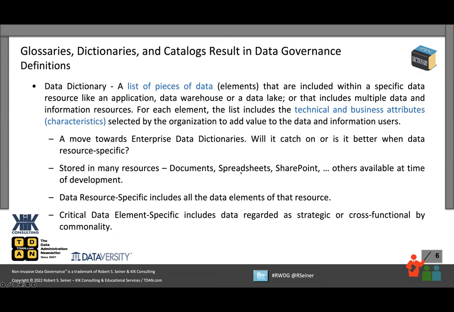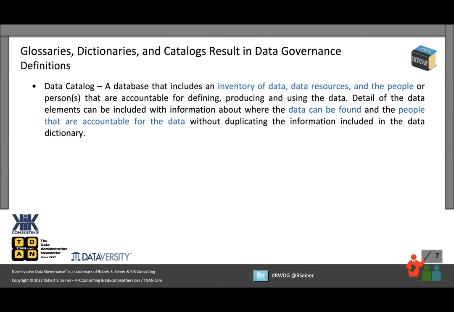And so often, like I say, I find that it's data resource specific. And oftentimes, organizations are focusing on critical data elements. What is the data that is most critical to the organization? In fact, I just wrote an article about that in TDAN. If you go and look to see the story of the critical data element, I try to explain what a critical data element is in that article.